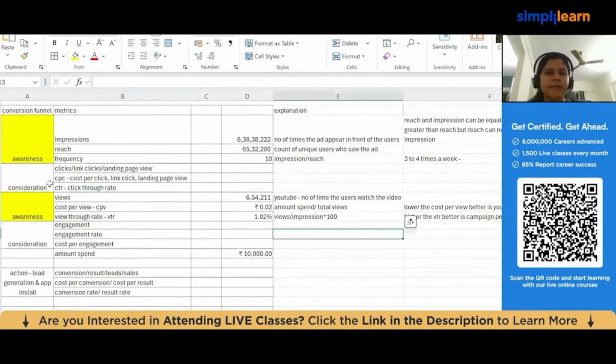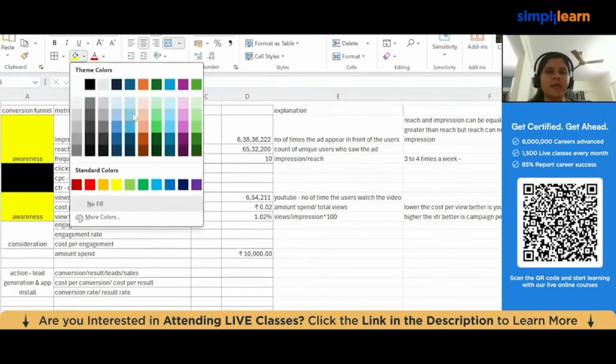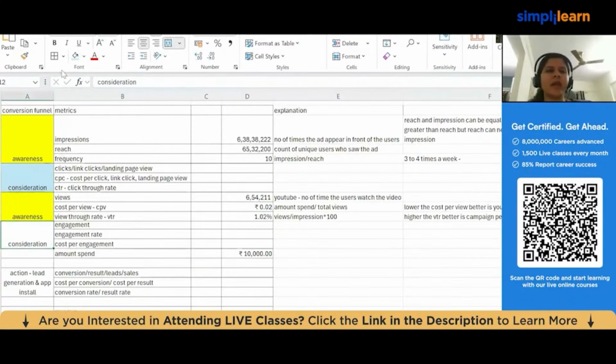Now, let's go to consideration. Consideration is nothing but the stage where the person now knows your brand. Let's say I want to buy a face wash. I was facing some issue with acne and doing research on what is good for acne treatment. That's when I was at the awareness stage. Now I have shortlisted 4 to 5 brands which are good for acne control. So that's what we call the consideration stage.